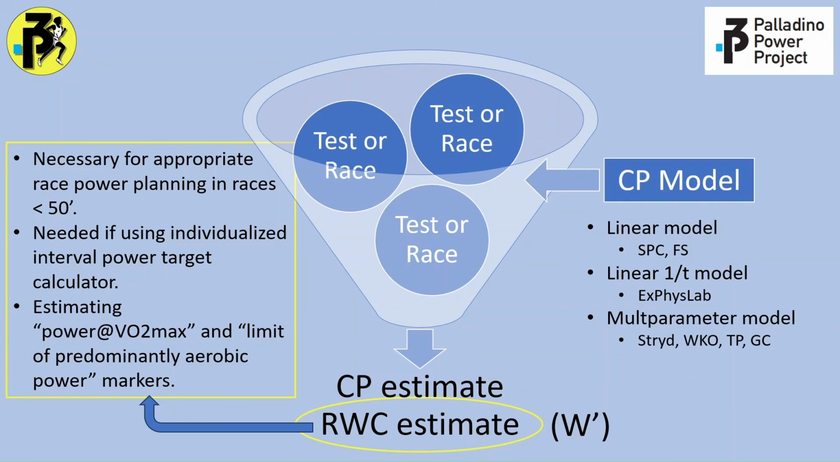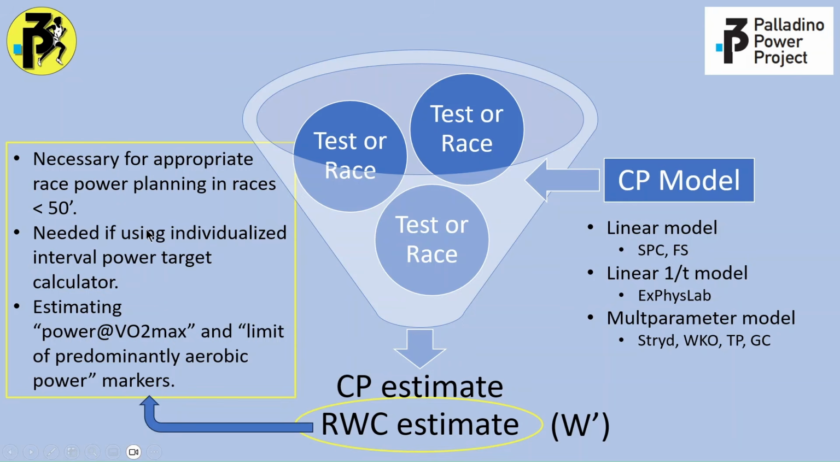And why is this important? Well, number one, it's a necessary element if planning in appropriate fashion for race power planning in races less than about 15 minutes for most runners. So when you're planning for races that are going to be executed at an intensity higher than CP, then you need reserve work capacity to appropriately estimate race power. So that's one.